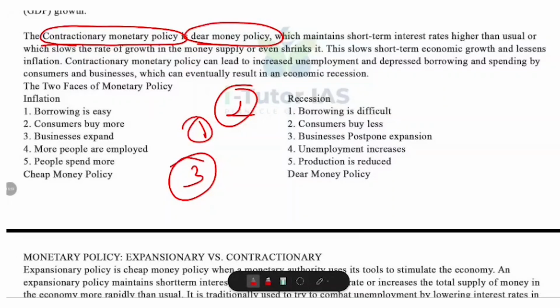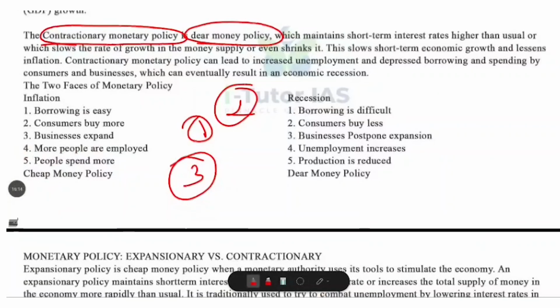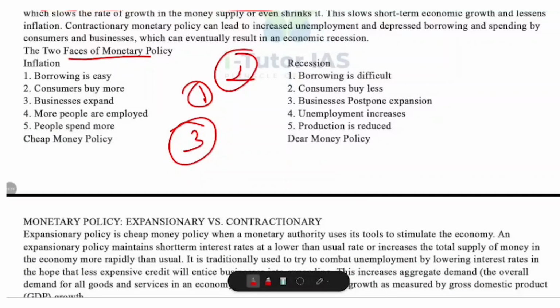When money becomes expensive, consumers cut down on spending, businesses delay expansion plans, and the overall demand in the economy decreases. This helps in bringing down inflation, though it may also slow down growth temporarily. So, the two phases of monetary policy. Let's quickly revise the difference between the two.